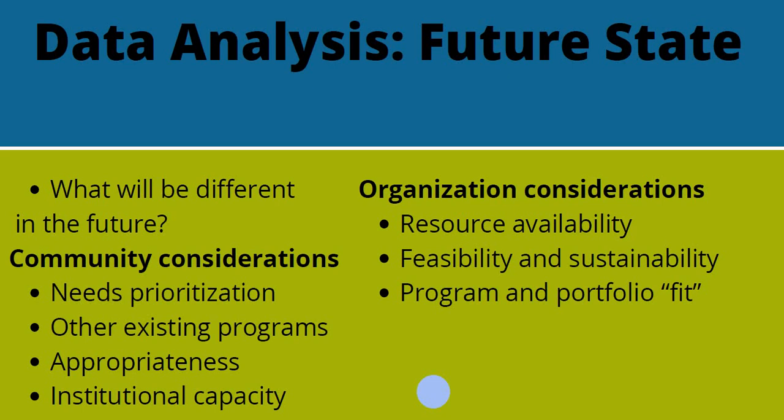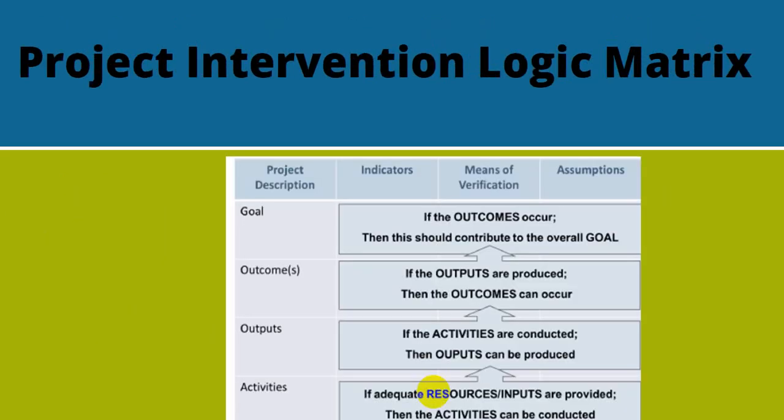We want to check that this project is going to fit within the program it's a part of, as well as the portfolio it's a part of. Now let's look at the project intervention logic matrix. This is a matrix that we use to build up from activities to outputs to outcomes to our ultimate goals.